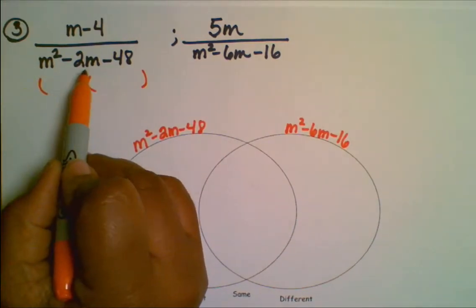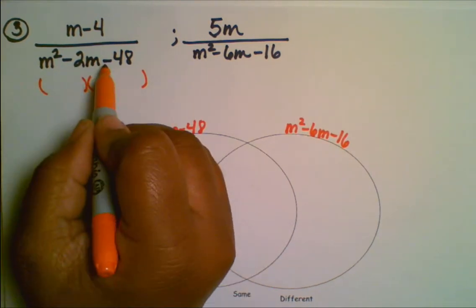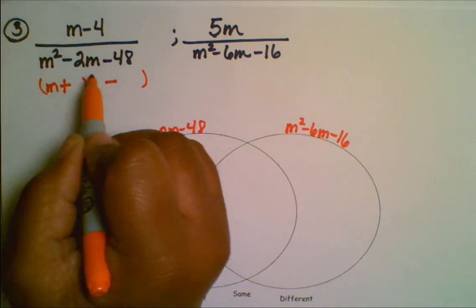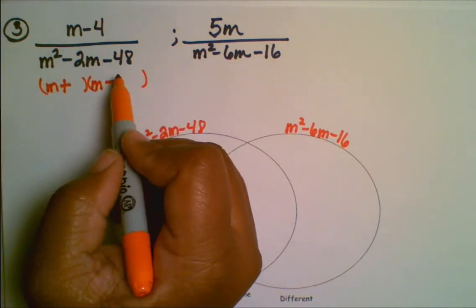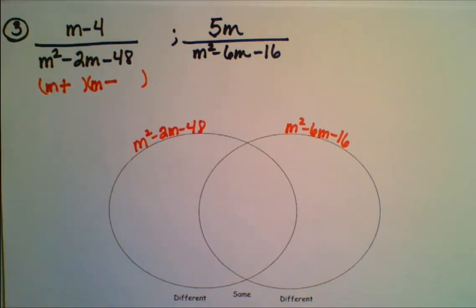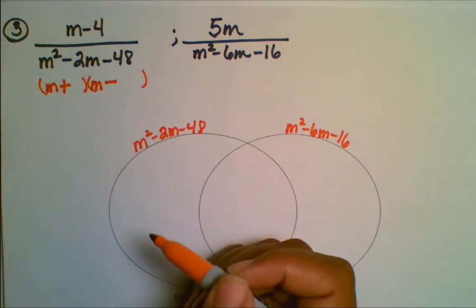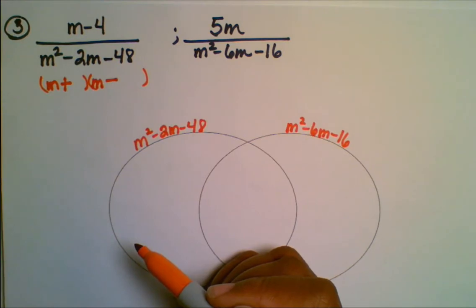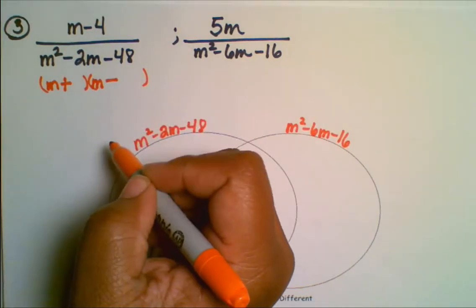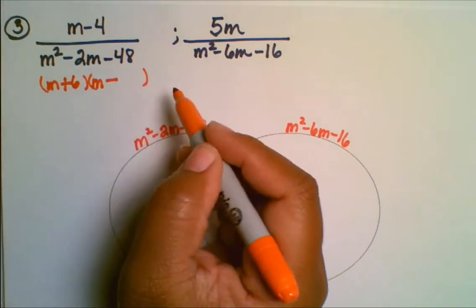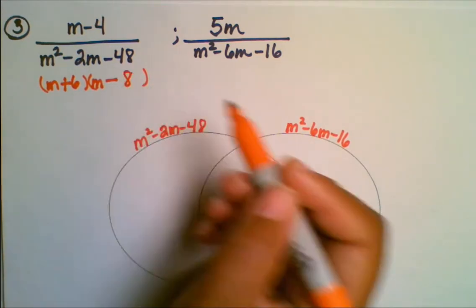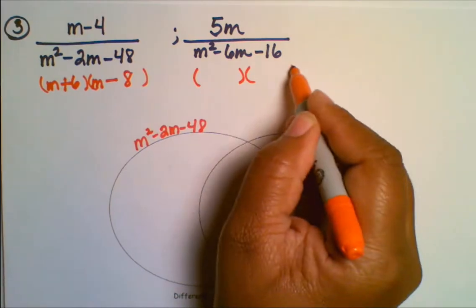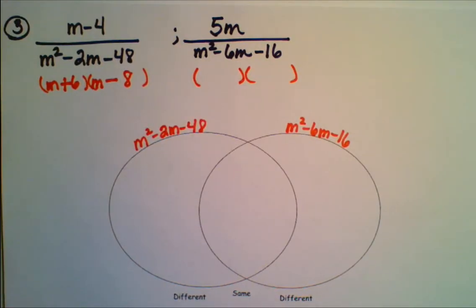M squared minus 2m minus 48. Minus 48, so we're going to have opposite signs. M and m for the first term. We're looking for factors of 48 that, when we add those factors, would give us negative 2. So 6 and 8. 6 is going to be positive, 8 is going to be negative.